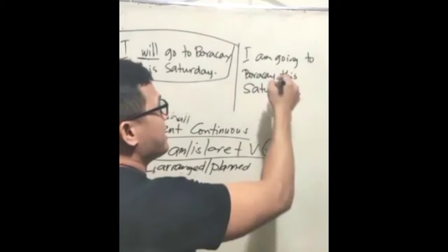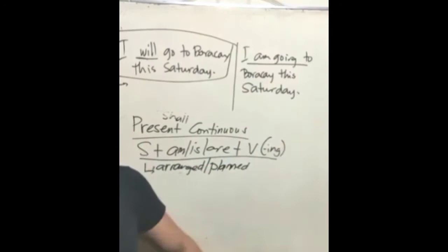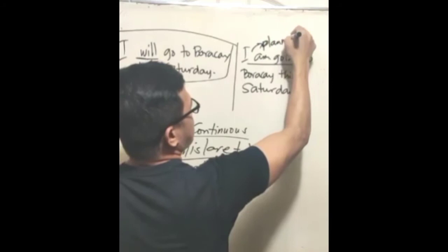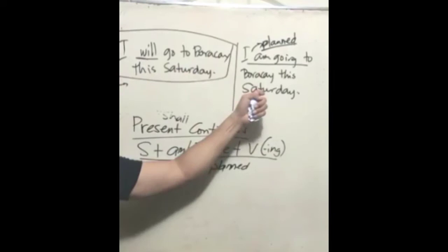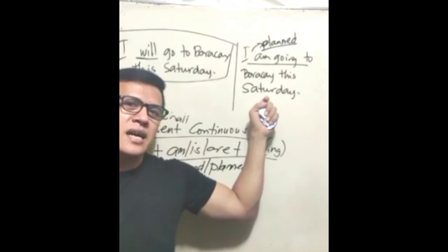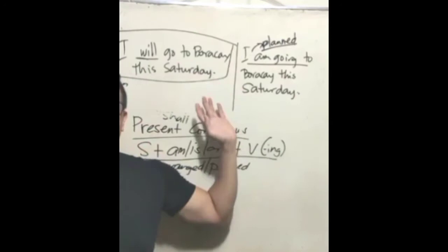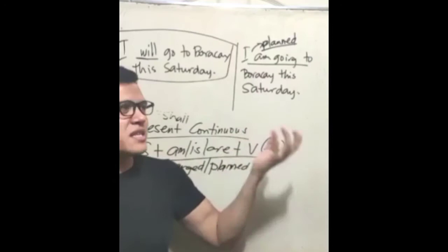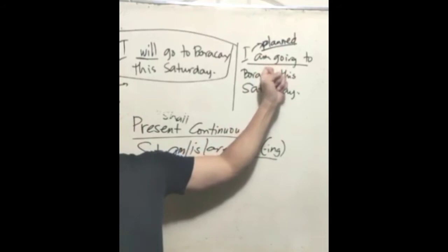In the second one, I am going to Boracay this Saturday. This one is already planned or arranged, okay? Now, when this happens, like you planned it yesterday, or an hour ago, or this morning, you decided yesterday, or any time before, you already have decided or arranged or planned to do it, and you are just saying it now to someone, you are going to use the present continuous tense.